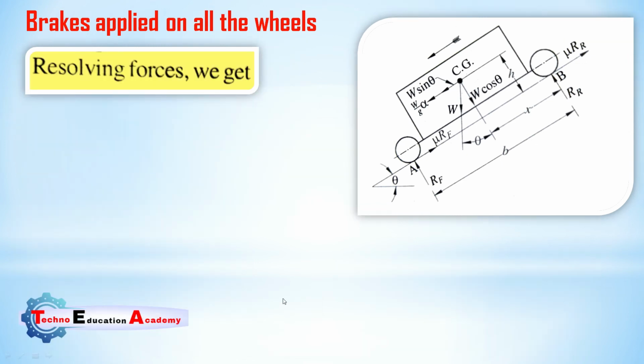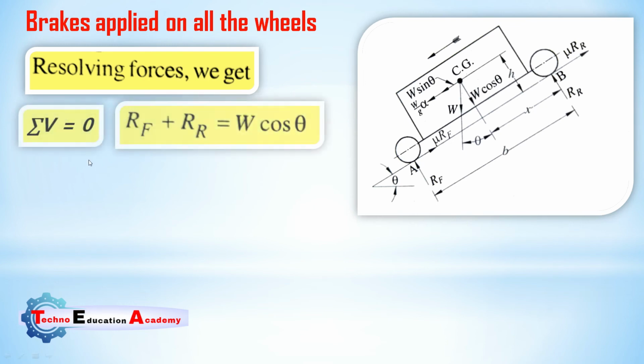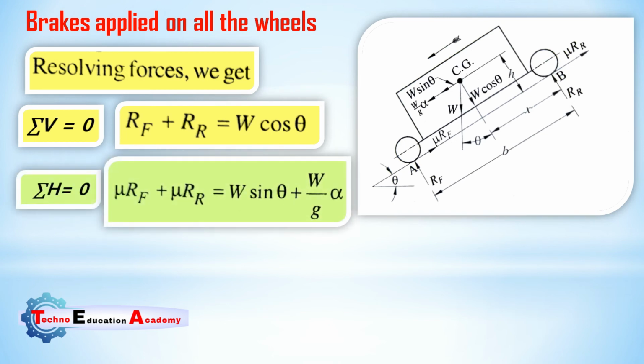Now we are considering the third case, brakes applied on all the wheels. So resolving the forces, we get sigma vertical equal to 0. Here we are considering the vertical forces Rf plus Rr in the same direction and W cos theta in the opposite direction. So Rf plus Rr equal to W cos theta. Now we are considering sigma horizontal equal to 0. Here we apply the brakes on all the wheels, so we are considering braking force mu Rf and mu Rr both.